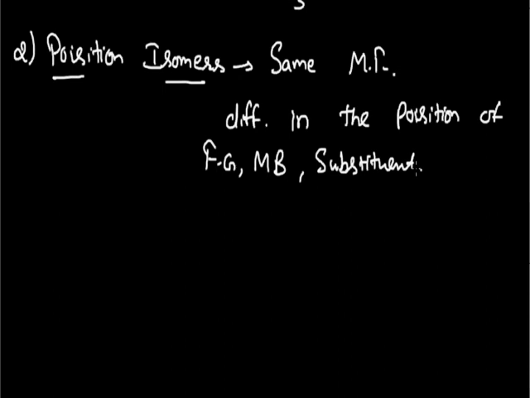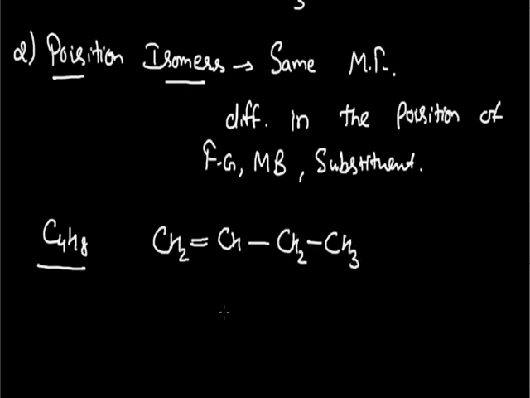For example, if the molecular formula of an alkene is given to me, such as C4H8, the very first structure I can write is CH2 connected by a double bond with a CH group, and the last part is an ethyl group, CH2 connected with a terminal CH3 group. Another structure with this molecular formula is CH3 connected with CH, and this time the double bond is in the middle. The other group is CH with a terminal CH3 group.